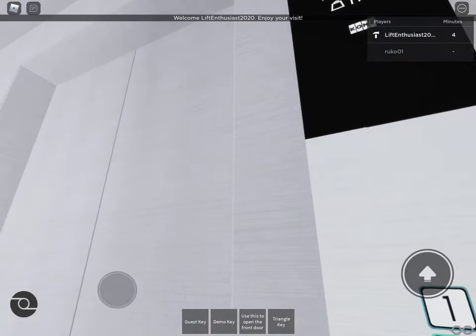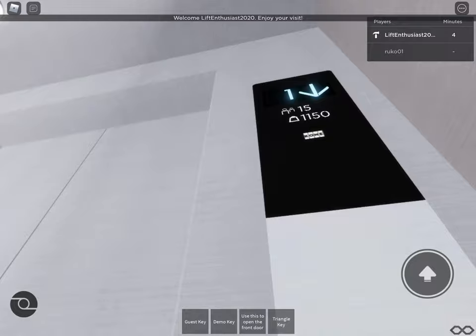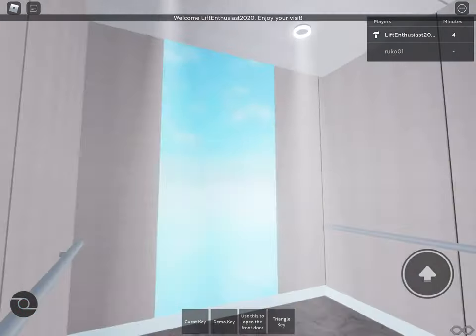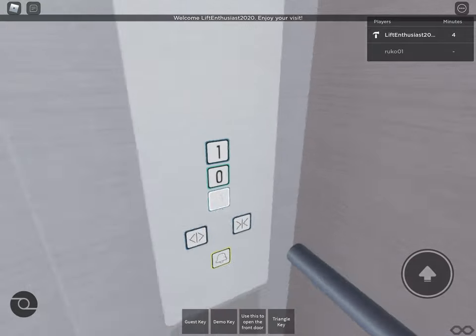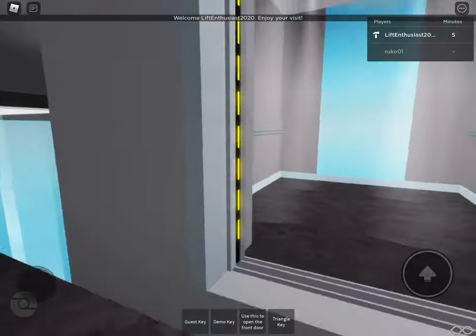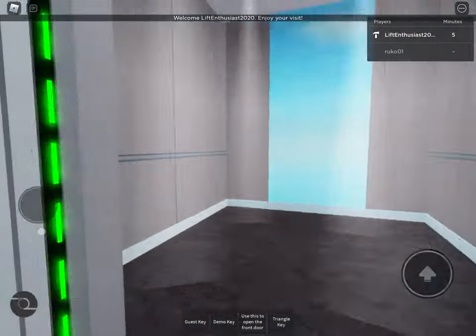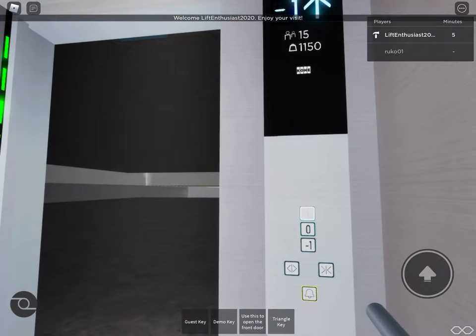Again, the capacity is 1150 kilograms for 15 persons. You witnessed in 2020. I built this lift as well. I detailed them more basically because the original lifts did not have very much detail.